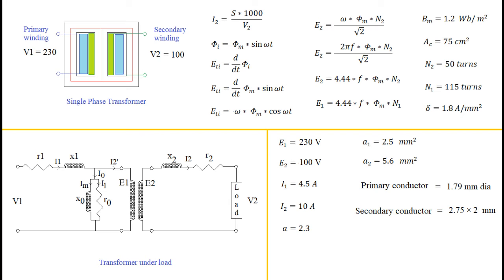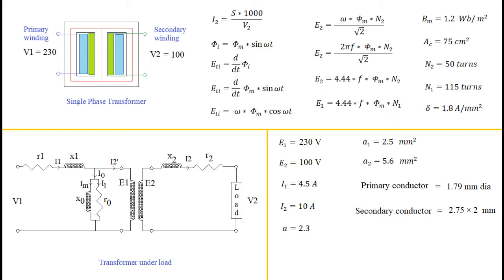Let us consider a laboratory used transformer of 1 kVA capacity. This is known as rating of transformer. The rating of transformer is output power that transformer is capable to supply for any load for any long period of time. Further, transformer is a step-down transformer with 230 input voltage and 100 volts as output voltage.